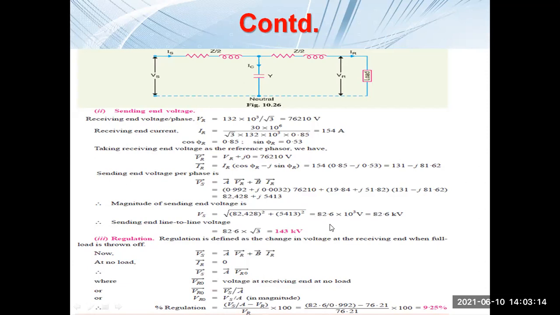Now next task is the voltage regulation. We know that VS equal to AVR plus BIR, and IR equal to 0 because at no load IR will be equal to 0. So IR 0 means VS will be A into VR0. VR0 equal to obviously VS by A. That means the percentage voltage regulation will be (VS by A minus VR) by VR. So VS we have calculated.